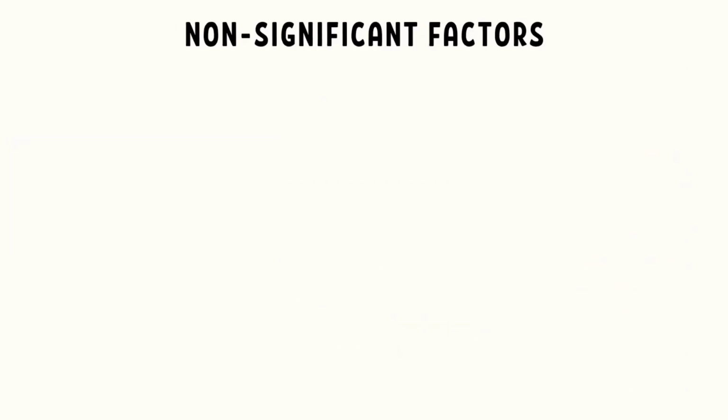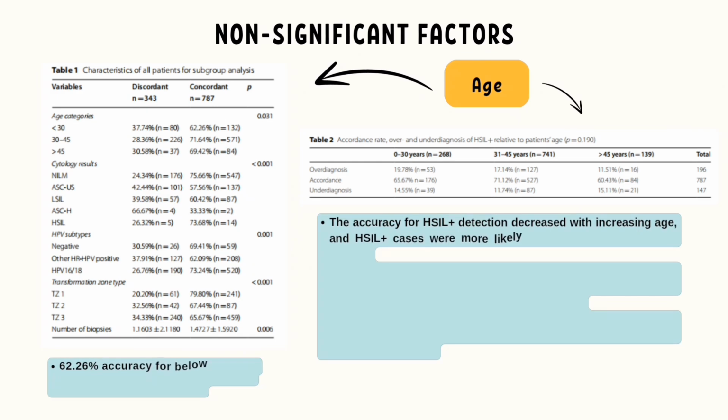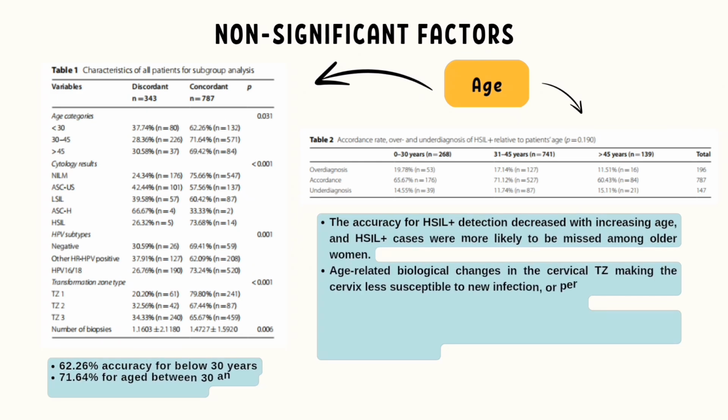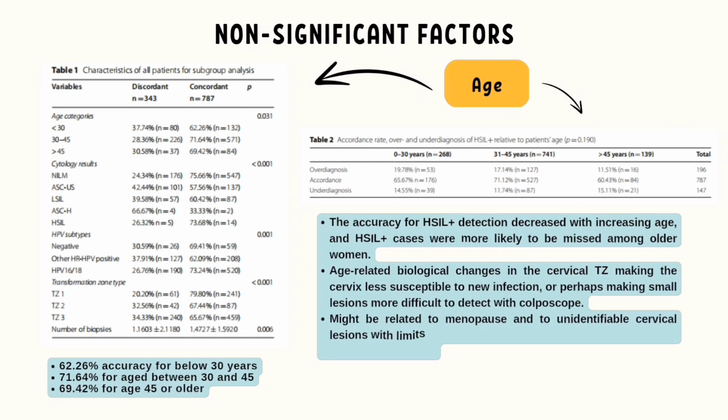The second non-significant factor is age. The accuracy for HSIL detection decreases with increasing age, so among older women, HSIL cases were more likely to be missed. It is also because of changes in the cervical transformation zone, making the cervix less susceptible to new infection, so it is more difficult to detect with colposcopy. According to Stoops et al., it might also be related to menopause and to unidentifiable cervical lesions with limits that are not easily visualized using colposcopy.